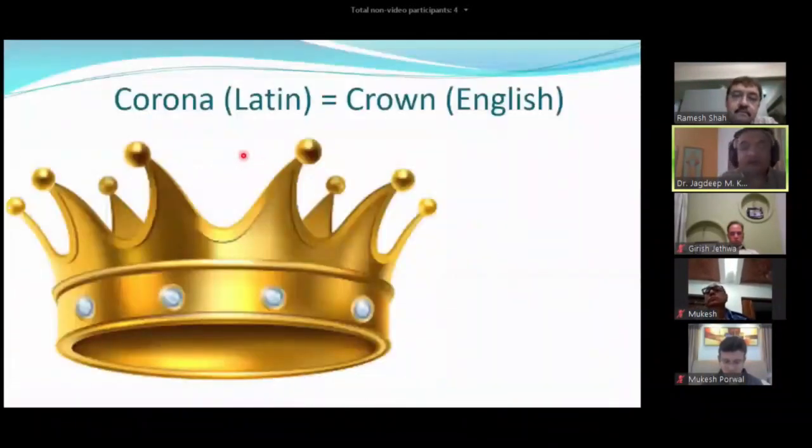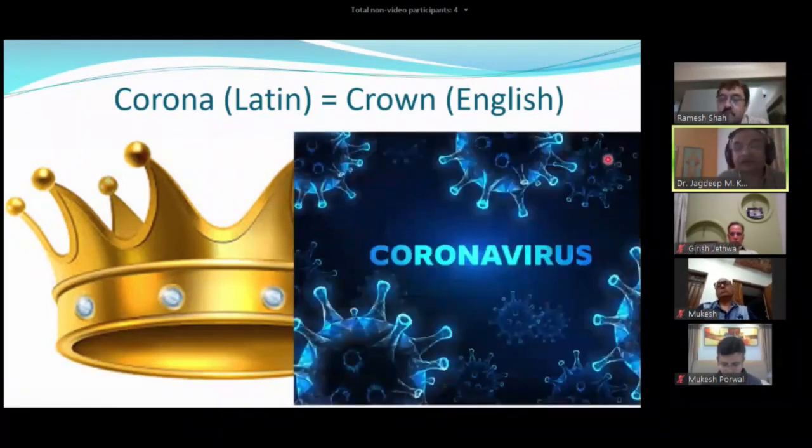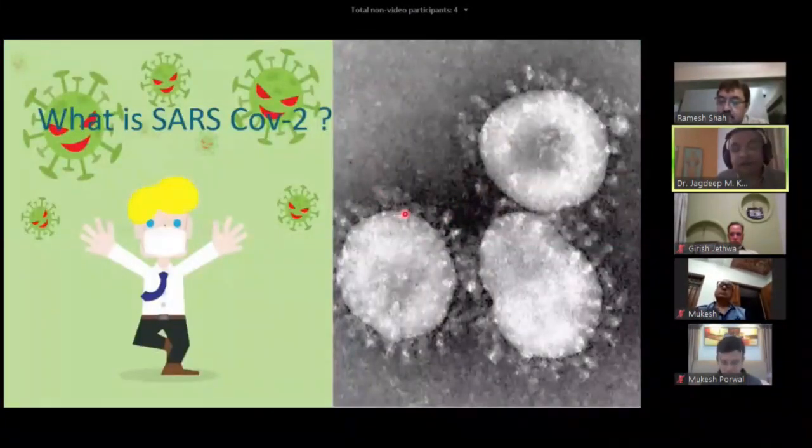This virus is known as corona because, from the Latin word, corona means crown. Like the crown of the British or European monarchy, this virus also has spikes which look like a crown. That's the reason they derived the name corona. And you can see these electron microscopic pictures of the virus, which show the corona.